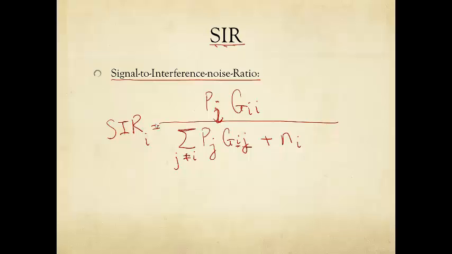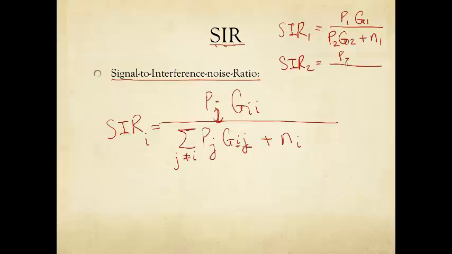For example, in our previous case, we have just two users, and therefore SIR1 is simply P1 G11 over P2 G12 plus N1. And also SIR2 is just P2 times G22 over the interference, which is P1 times G21 plus N2. But in general, you have more than one term here in the denominator. Now that we have the notation, let's look at what kind of function this SIR is.